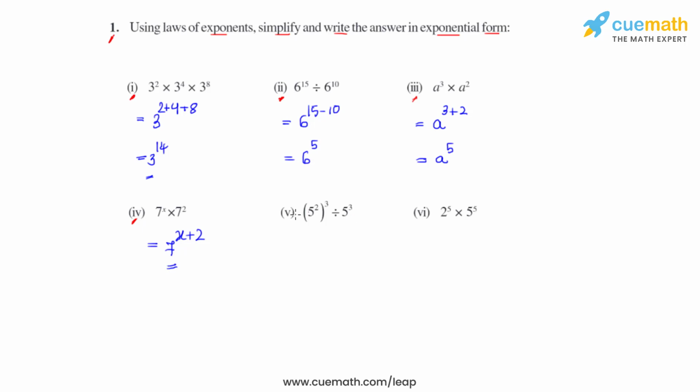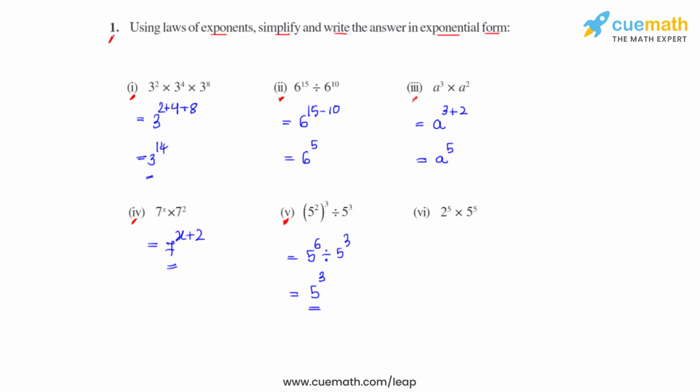In the fifth bit, we will see two different laws being used in the same question. So we first have 5 raised to 2, and this whole is raised to another power, which is 3. In such cases, the powers get multiplied. So we will get 5 raised to 2 times 3, which is 6. Now this is divided by 5 raised to 3. As we know that in quotient law the powers get subtracted, we will write 5 raised to 6 minus 3, which is 3. So the simplified answer is 5 raised to 3.